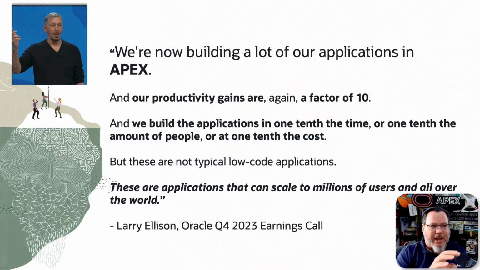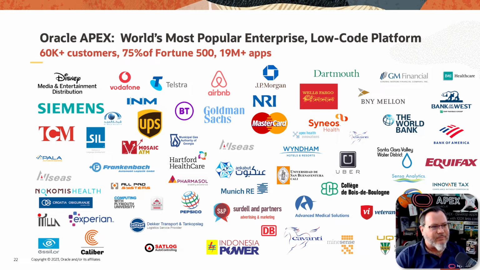But what Larry's bragging about in these particular cases and during this earnings call are applications that are able to scale to millions of users all over the world, which we proved time and time again during the pandemic response, and with other large-scale applications that have saved us time and money, and obviously also allowed applications to become production worthy in very low time, in record time in many cases.